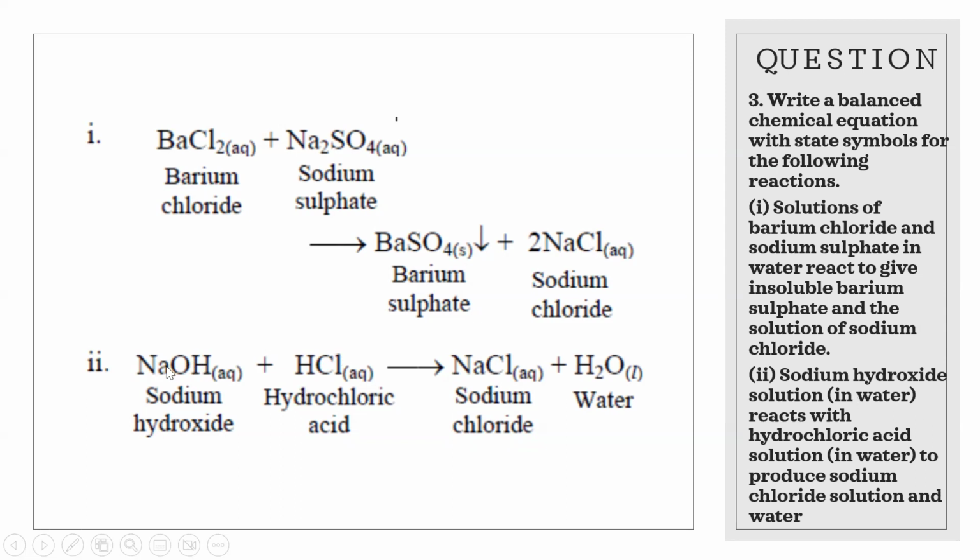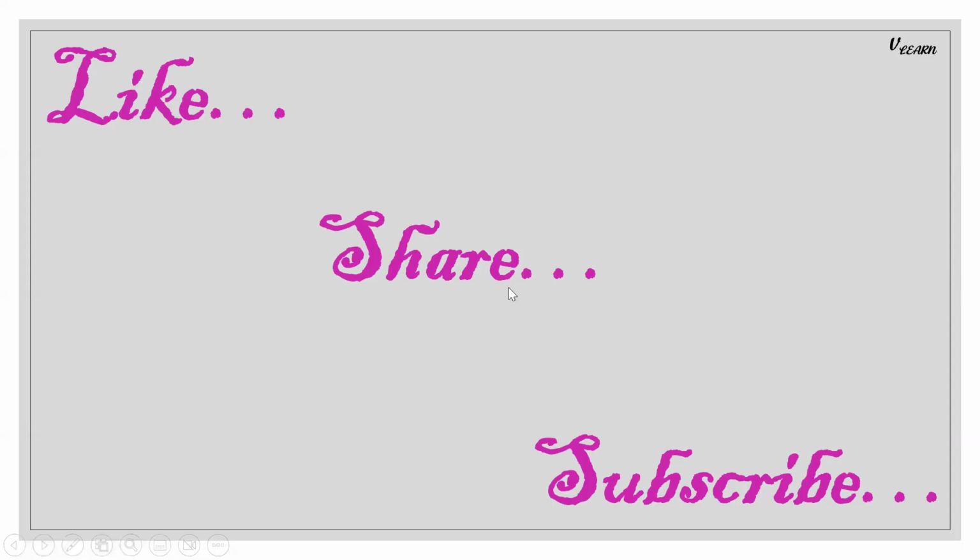Next one is sodium hydroxide. Sodium hydroxide is in aqueous state, in water. Aqueous state means in water, and HCl in water produces sodium chloride. See, sodium chloride is in aqueous state, plus water. Water is a liquid. So this is the balanced chemical reaction. Without seeing the answer, you can try on your own, children.